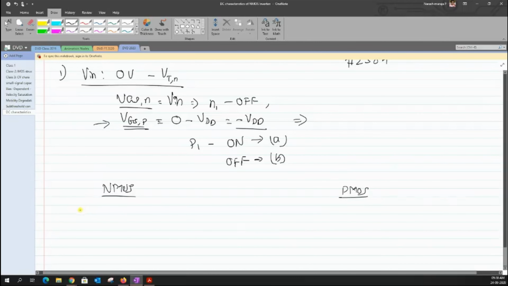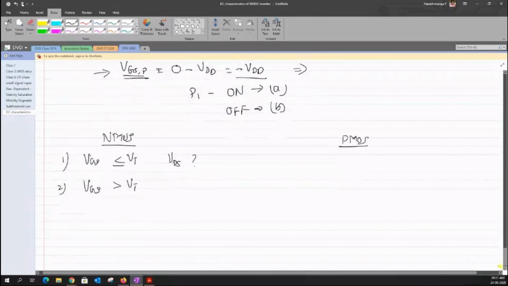If the NMOS is off, we know that the value of VGS is less than VT, or less than or equal to VT. So this is the condition that I have, and irrespective of whatever the value of VDS is, it still doesn't conduct any current. So it doesn't matter what value I have here. Whereas if I have a value of VGS that is greater than the value of VT, then there are two conditions that we know, right? One is the linear, the other one is the saturation.